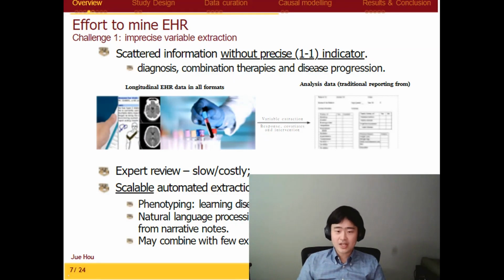So in this project, I'm going to introduce a recent development: more scalable automated extraction tools. One is phenotyping, with which we can learn diseases and symptoms. And second is natural language processing, with which we are able to extract documentation directly from the narrative notes. And we can combine these tools with a much smaller amount of expert review for validation and tuning of these methods.